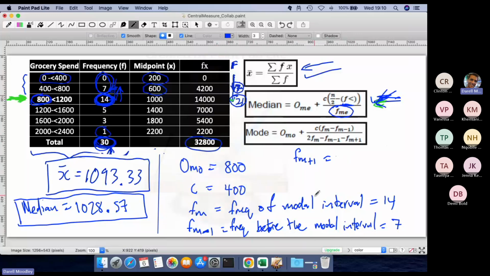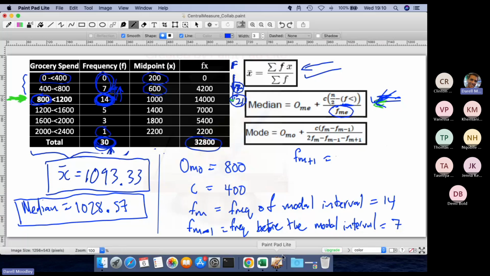And you can just write the number out. What do you think the value for FM plus 1 is? Remember, if FM minus 1 is the frequency before the modal interval, what do you think FM plus 1 would be? And write the number that you think FM plus 1 would be.